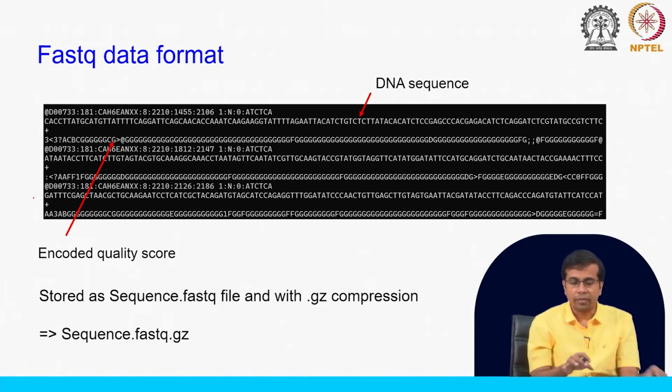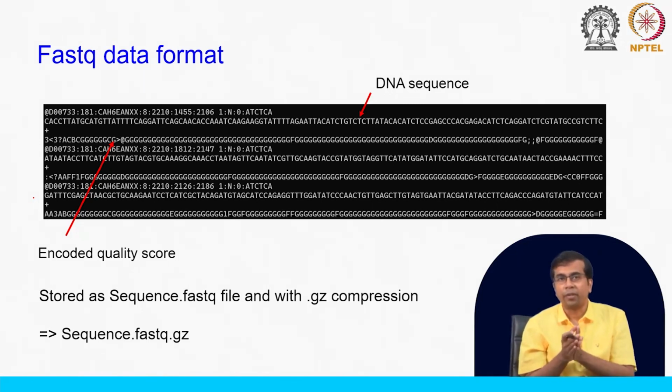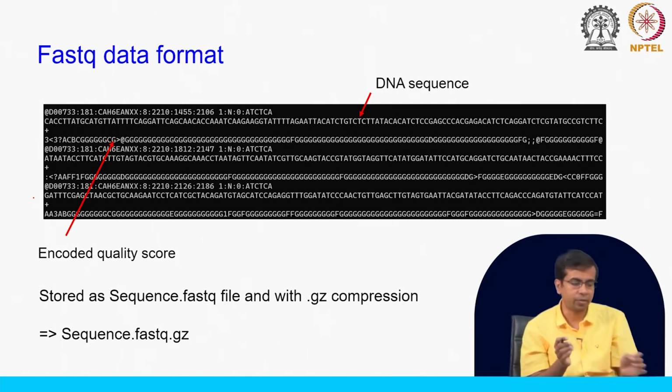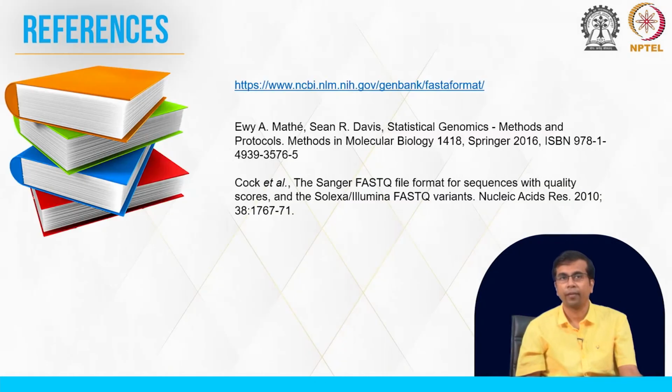What you will see is that most of these files come in this sequence .fastq format. So, the name will be some sequence name .fastq, and most of the time they are also stored with this .gz compression. This is a compression in Unix, and this again reduces the file size. So, the final file name would be sequence.fastq.gz. This will be useful when we actually do the hands on tutorial.